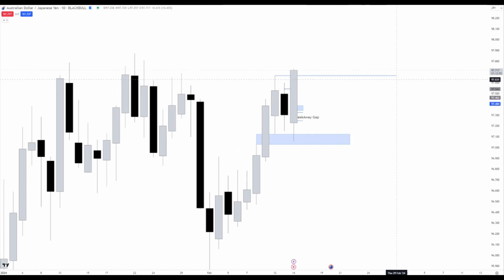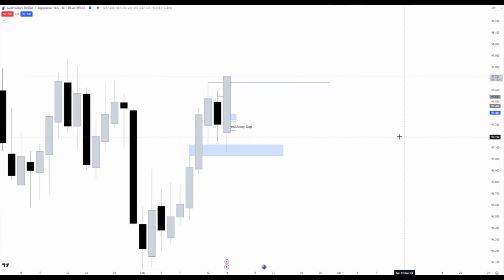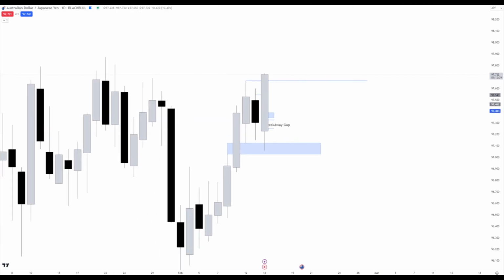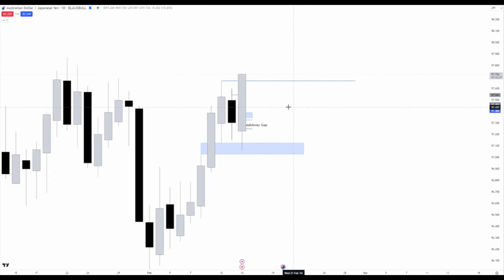So today I'll walk you through the trade I took today on London session. This was on Australian dollar Japanese yen. So we are on the daily chart and I'll walk you through the thoughts I had and how I placed the trade.